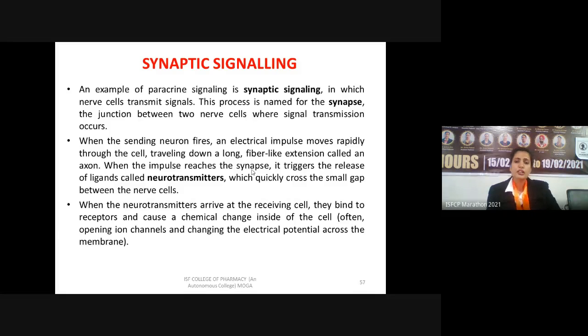Neurotransmitters are stored in the synaptic vesicles of the presynaptic neuron, and they cross the small gap between the nerve cells. Whenever the neurotransmitters arrive at the receiving cell, also termed the postsynaptic cell, they bind. What will they do? They cause a chemical change inside the cell. That chemical change is often the opening of an ion channel, or it may be a change in the electrical potential across the membrane.